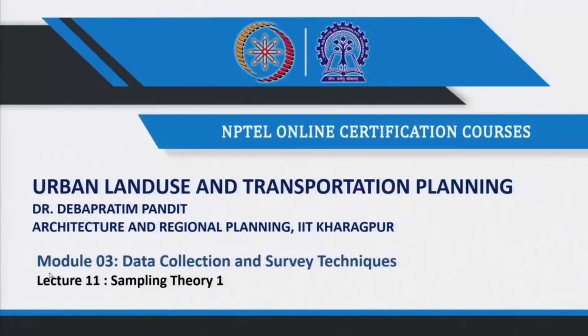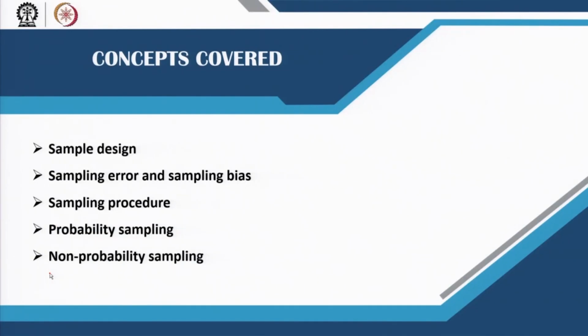Welcome back. Module 3 will cover data collection and survey techniques, and lecture 11 is on sampling theory, part 1. The different concepts covered in this lecture are sample design, sampling error and sampling bias, sampling procedure, probability sampling, and non-probability sampling.